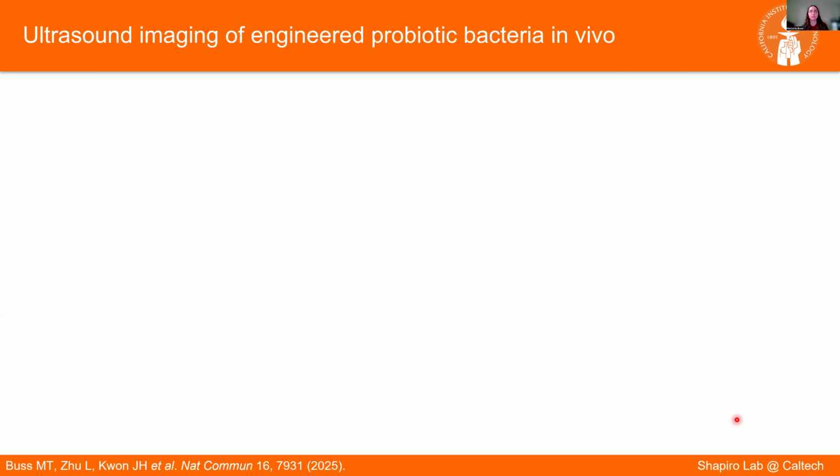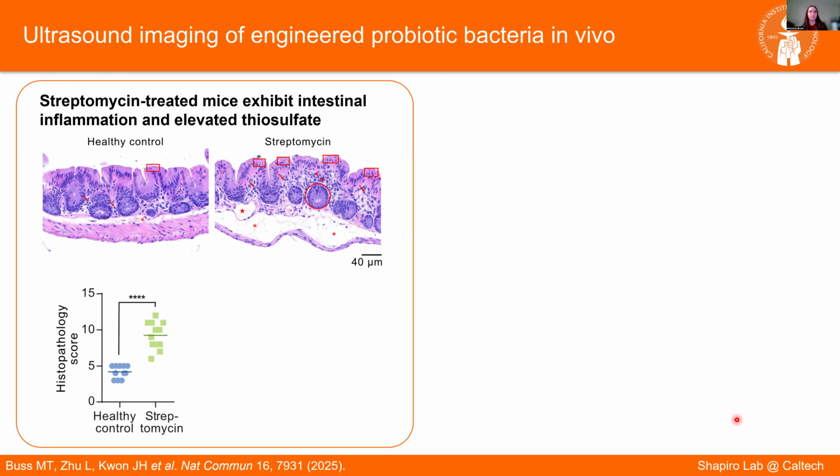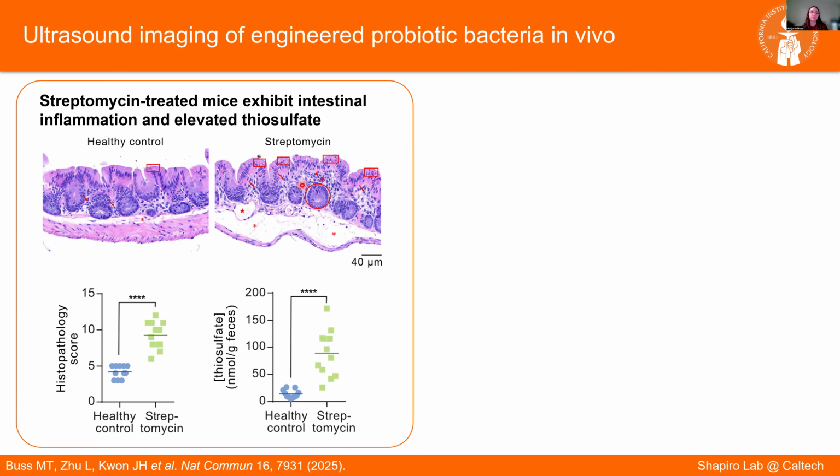And so the disease model that we chose was streptomycin-treated mice, because it turns out that when you put high amounts of streptomycin in their water, they exhibit weight loss and also signs of intestinal inflammation that we can see under histology, such as edema and these inflammatory infiltrates. And I was also able to develop an ICP-MS method to actually measure the thiosulfate in the feces, and it turns out that streptomycin-treated mice consistently have it elevated above healthy control mice.